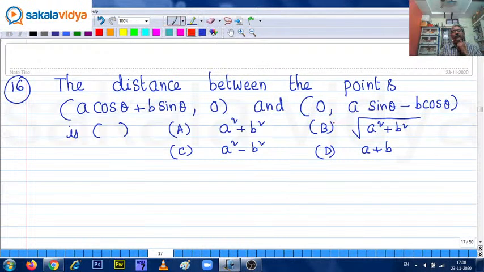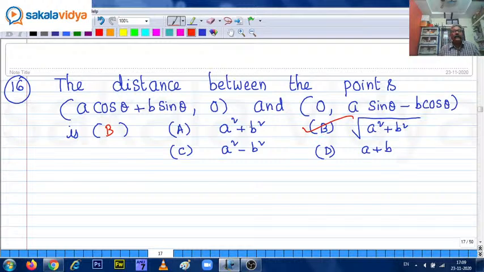By observing the options only, we can say the answer. The distance between the points means a square root must be there, obviously. B is the right option. This is called eliminating the options. A square plus B square cannot be, A square minus B square cannot be, A plus B cannot be. So definitely B should be the answer.